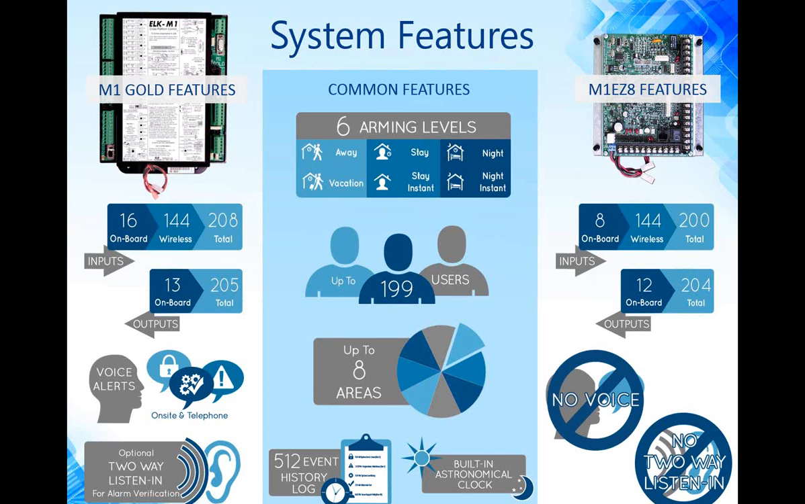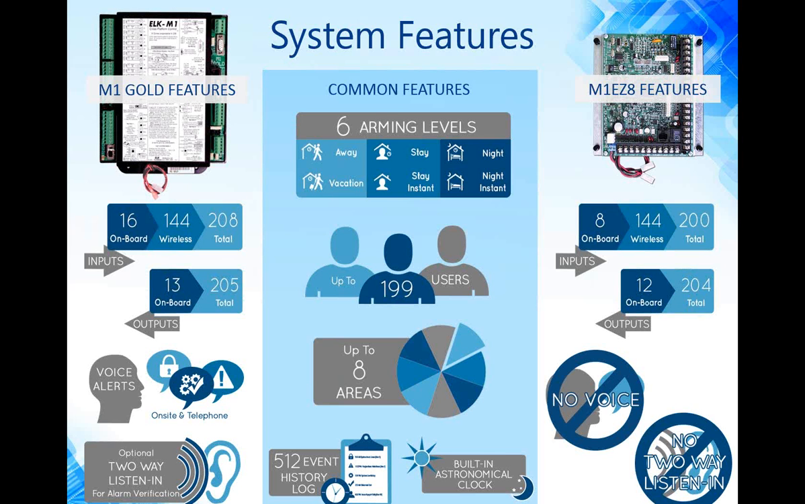Both support the same number of wireless zones, and of course with the M1 Gold having 16 on board, it's capable of expanding all the way up to 208, where the Easy 8 only having 8 on board goes up to 200. The Easy 8 does not have voice features, so the M1 Gold can make on-site announcements, and give you a telephone call with a voice message for certain events, and it also has a telephone remote control. Those features are not included in the Easy 8, and they cannot be added to it. So the Easy 8 does not have that voice output. It has one less output than the M1 Gold, but again is very expandable on both systems.